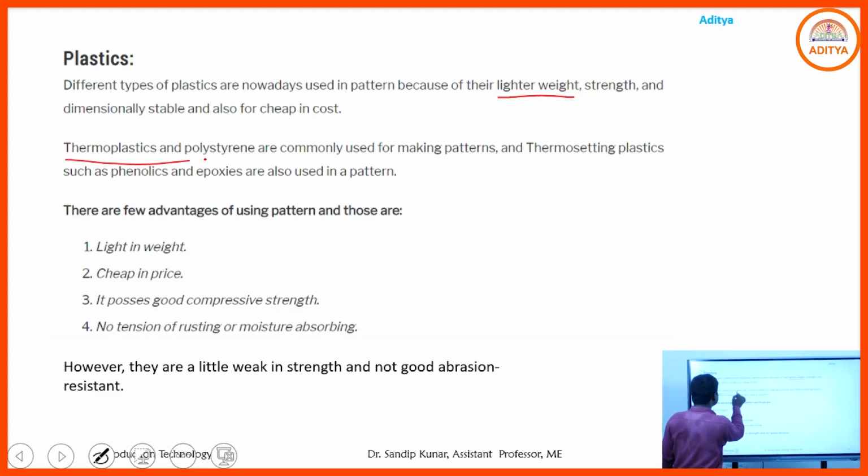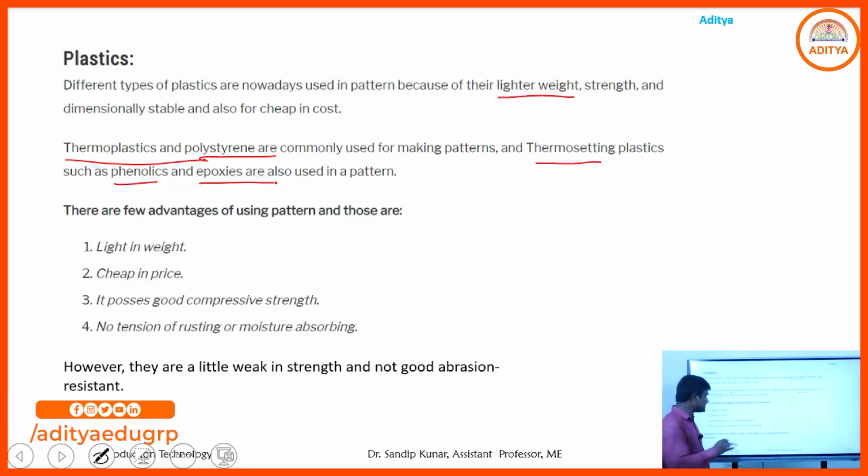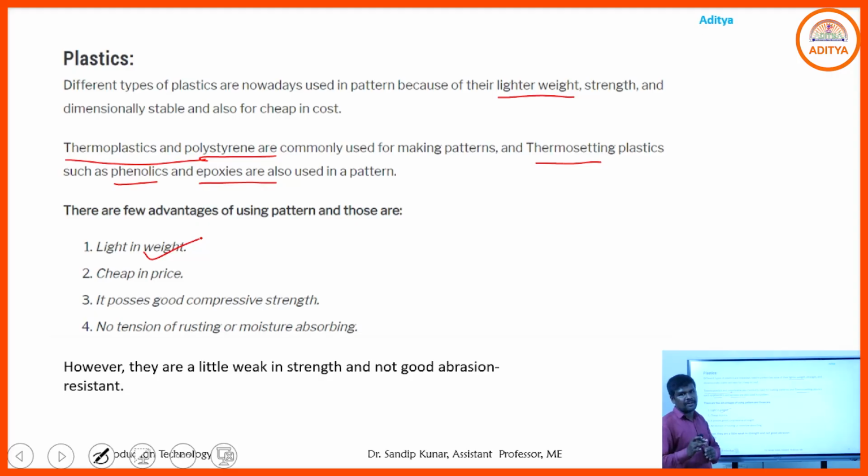Due to those advantages, we generally use plastic as a pattern material. Some examples: thermoplastics such as polystyrene are commonly used for making patterns. Thermosetting plastics, meaning phenolics and epoxies, are generally used as pattern materials. The advantages, as already told: light in weight, low cost, it maintains strength, it produces good dimensions, and at present the outer surface finish of the plastic is also very good.